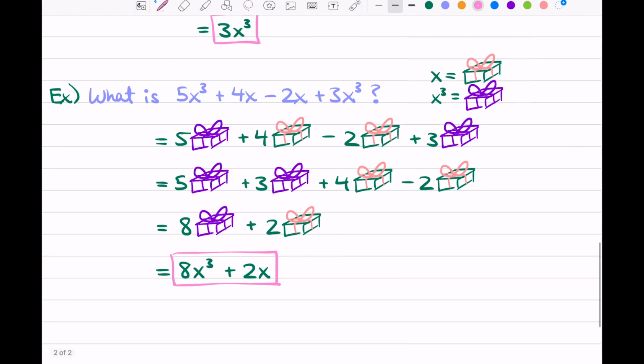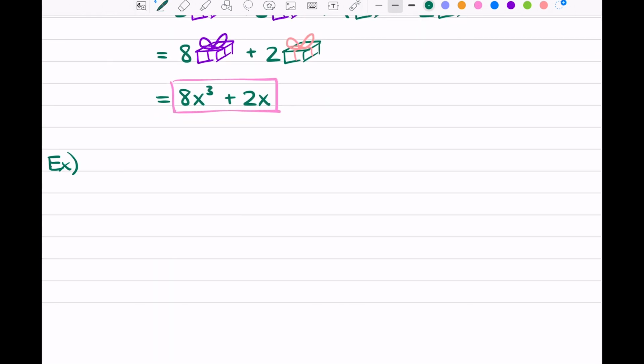Let's try another example. What is negative 4x plus 2 times x to the second power minus 7x plus x to the second power minus x to the third power? Instead of using presents this time, I'm going to color code this problem just to give you a different way to look at it. Hopefully this makes the problem a little more clear. We've got some x's, some x squareds, and an x third at the end.